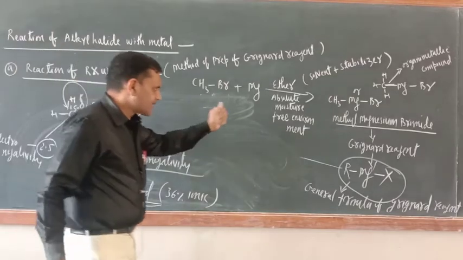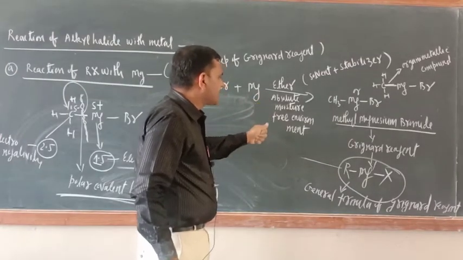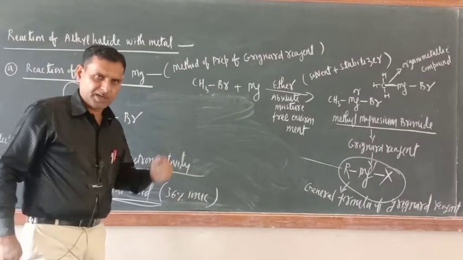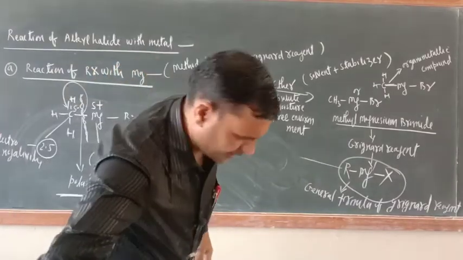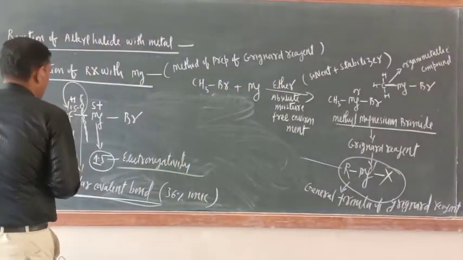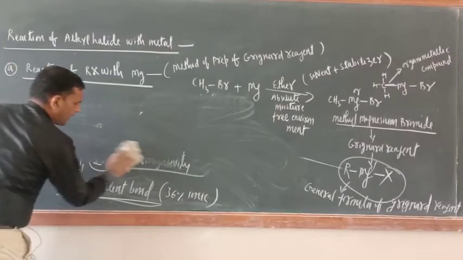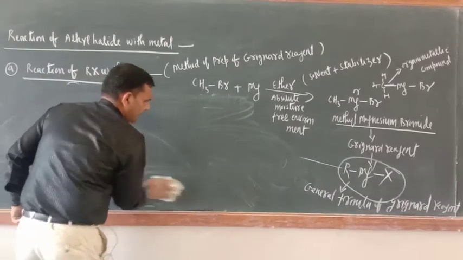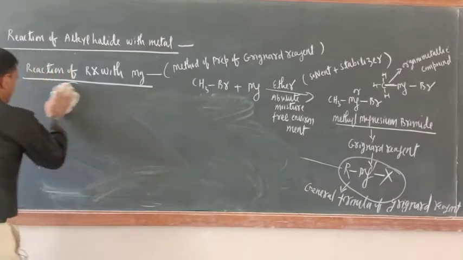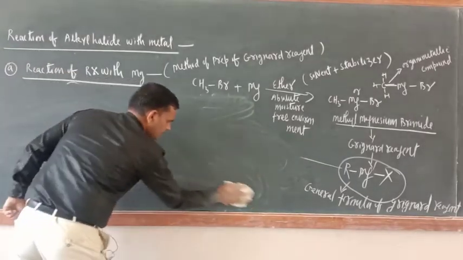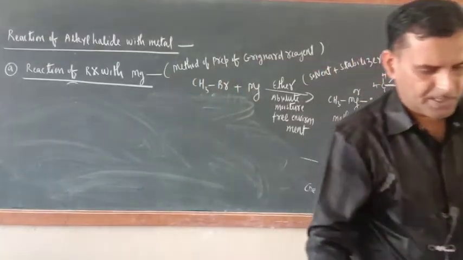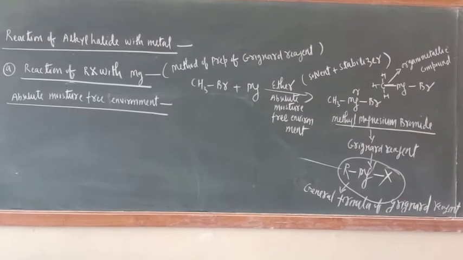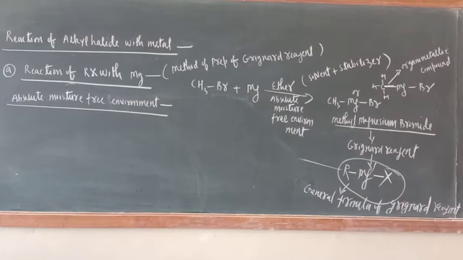Now the answer to this one: why is an absolutely moisture free environment required? Actually, Grignard reagent is a very reactive compound. If moisture is there, just see here. Just write down the heading: need of absolute moisture free environment.